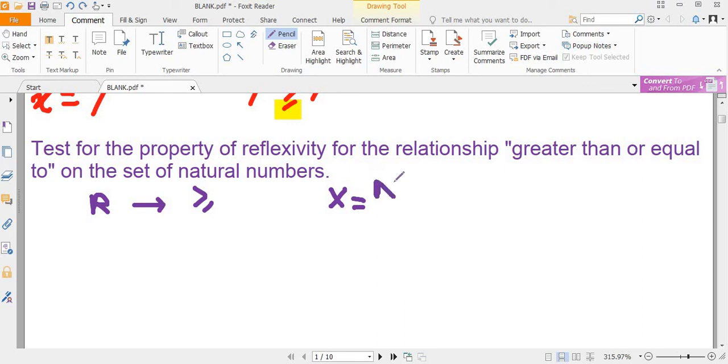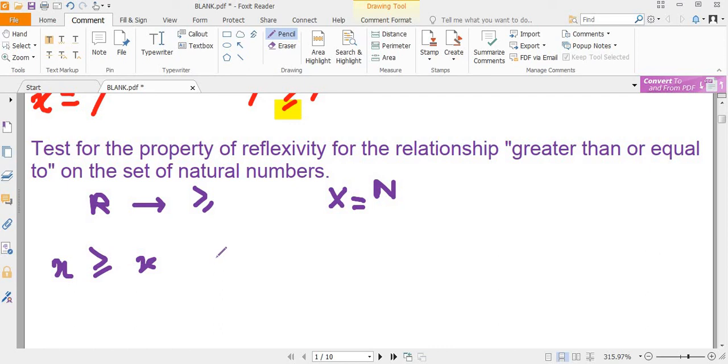We have been asked by the question to consider capital X equal to capital N, which is the set of natural numbers. Now let us take any but specific number, either it's 7 or it's 8, it has to be a particular number from the set of natural numbers. So let us take any small x from the set of natural numbers. Now if I want to say x is greater than or equal to x, this is true because x is actually equal to x.